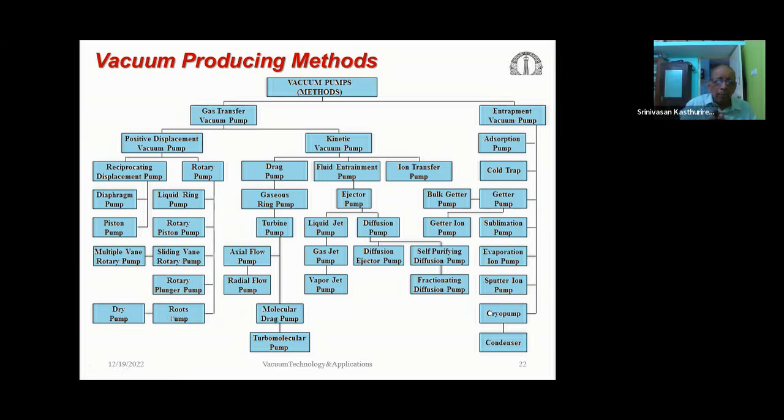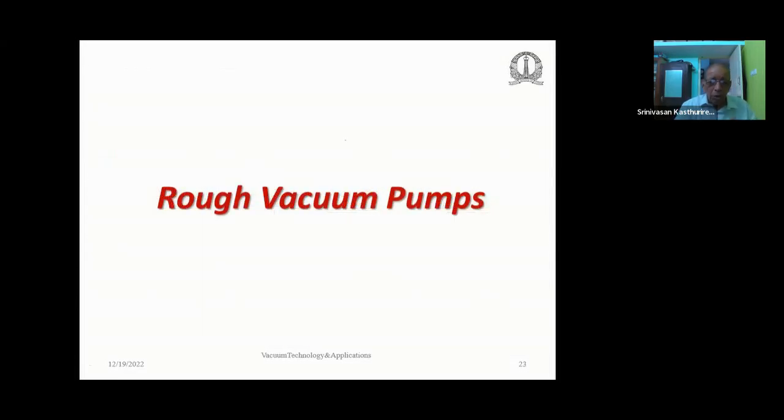So now you see the vacuum can be produced in two ways, either by physically removing all the molecules and throwing them out, or you can collect all the molecules and put them securely in one place. That is what is called entrapment. Now let's start with the basic rough vacuum pumping system.